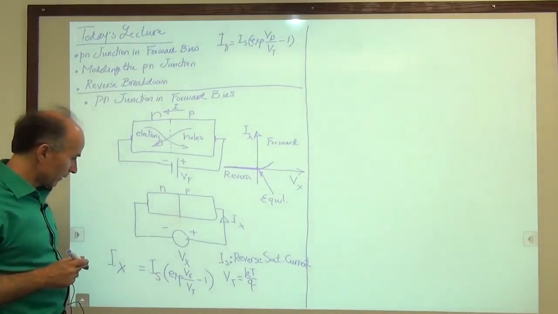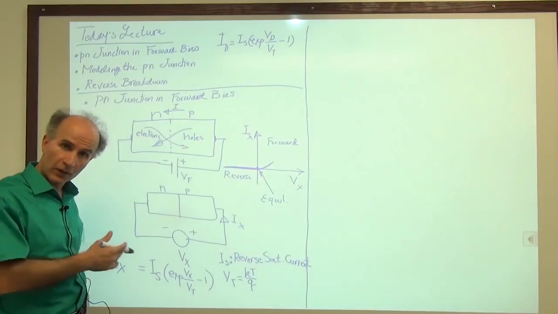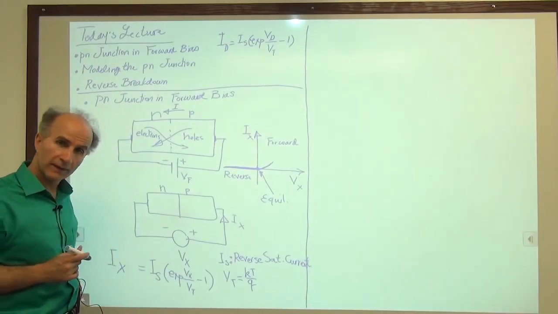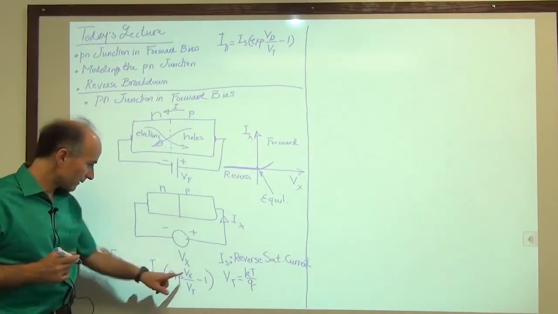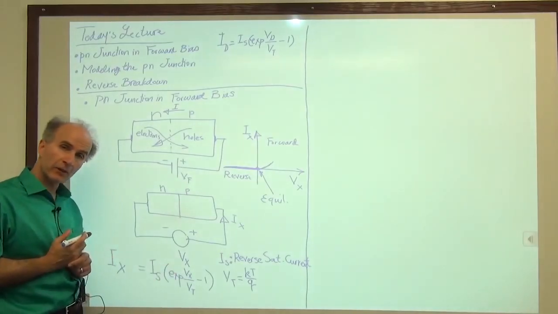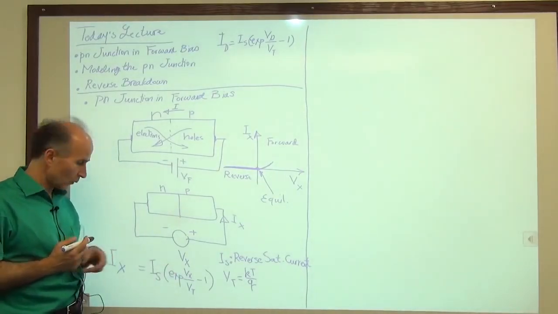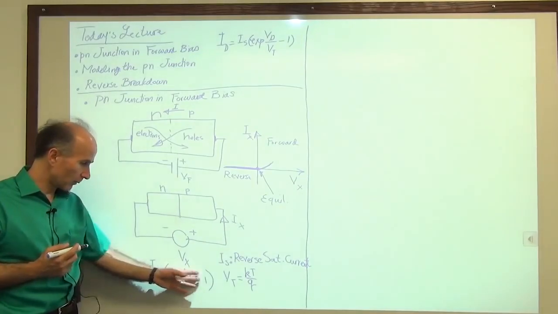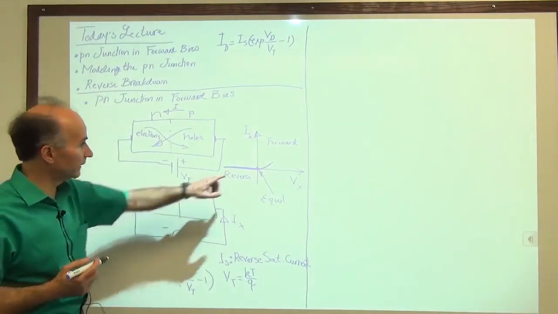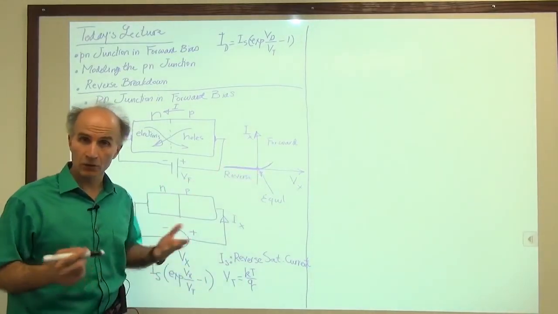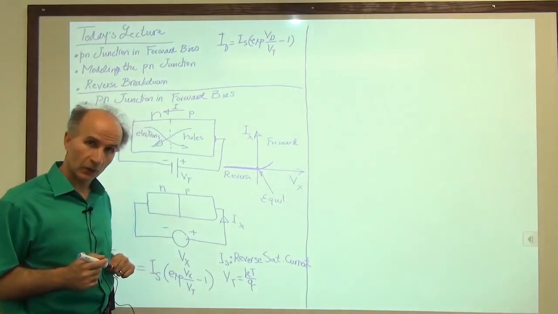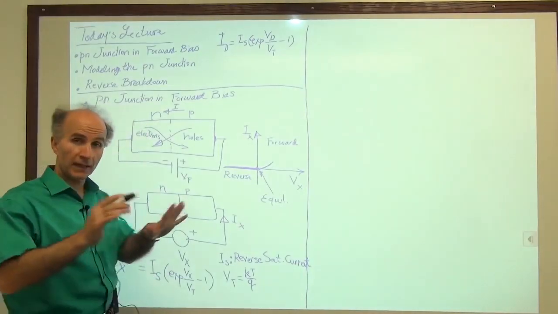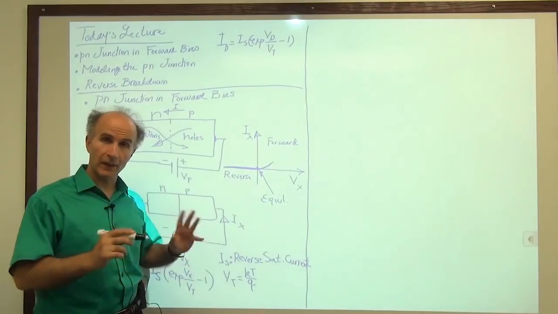Now, let's look at this. Let's take our time and get comfortable with this equation. We'll see what it says. Well, when Vx is 0, how much current do we have? Well, e to the 0 is 1, 1 minus 1 is 0. We have 0 right here. So that makes sense. No voltage, no current. Assuming everything has settled down, all the diffusion currents have stopped, etc.